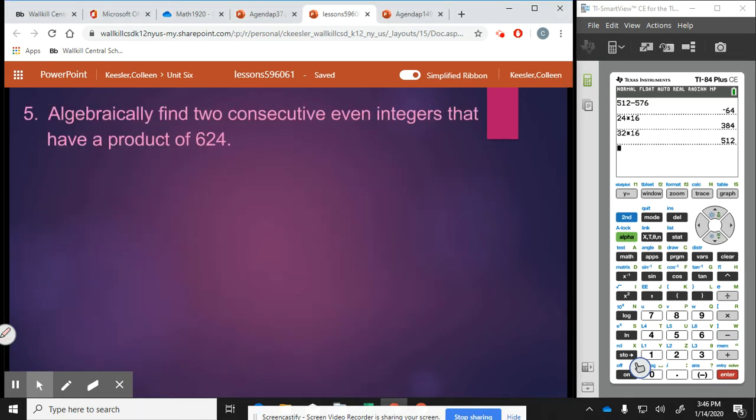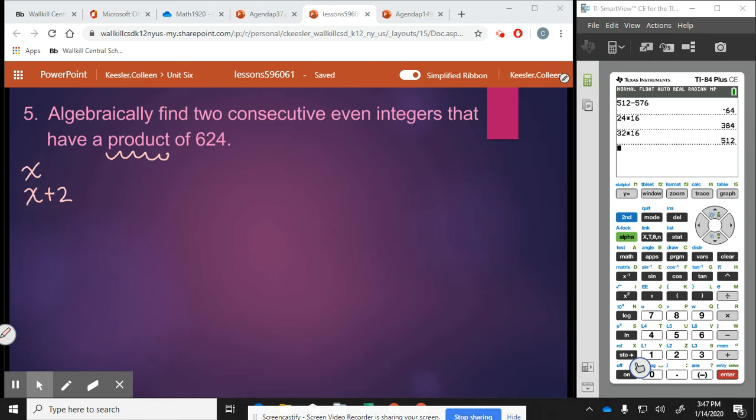Number 5. Algebraically find two consecutive even integers that have a product of 624. Okay, so we go back to that idea of integers. So even integers, we start out with x, and then we have x plus 2. Two consecutive even integers that have a product. Whenever you hear the word product, you should be thinking quadratic. Okay, perimeter was linear. Area is quadratic because we wind up having that x times x. So in this case, when we did sum before with consecutive integers, that was linear. Product is going to be quadratic.